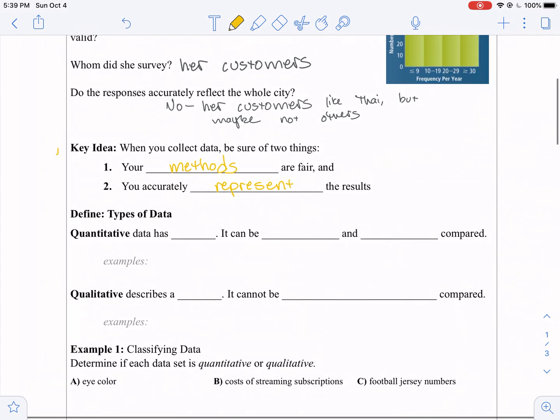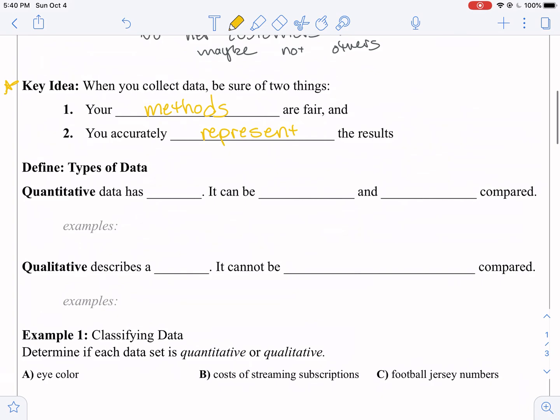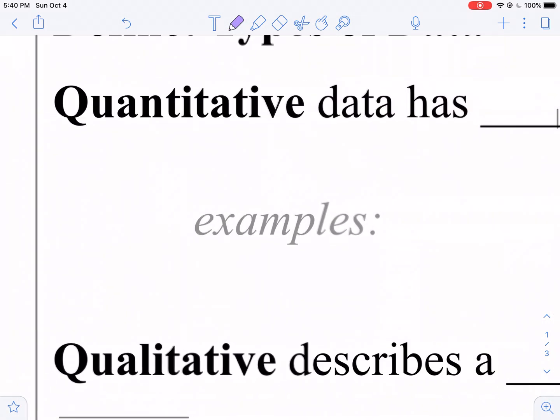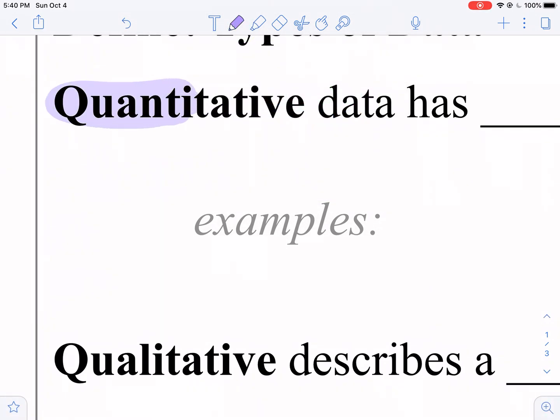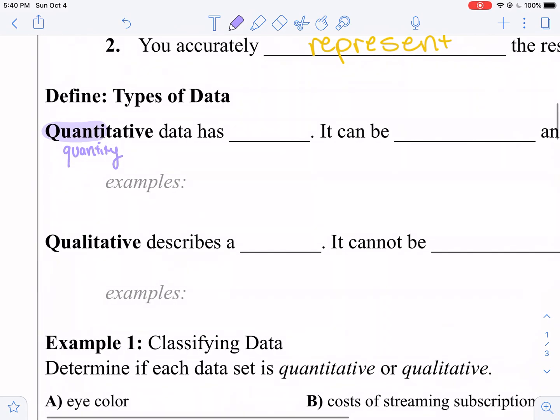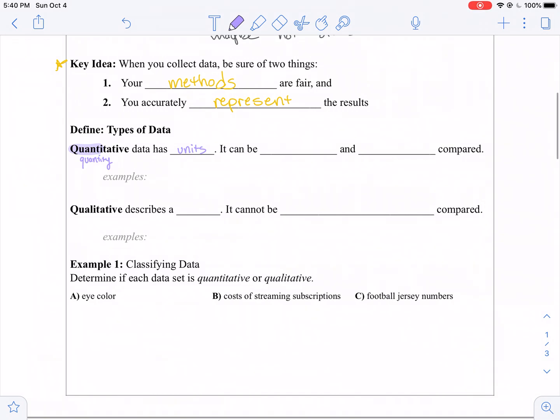Okay? So when we're talking about data, we're going to group them into two kinds of groups. First is by qualitative versus quantitative, and then by the number of variables. So first we have quantitative data, and when you see quantitative data, it talks about things that are quantities. Quantitative data has units. This means that it can be measured and numerically compared. That is, it has numbers that you can compare, numerically meaning number.